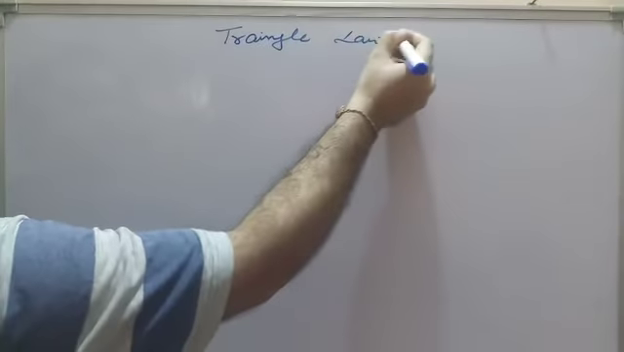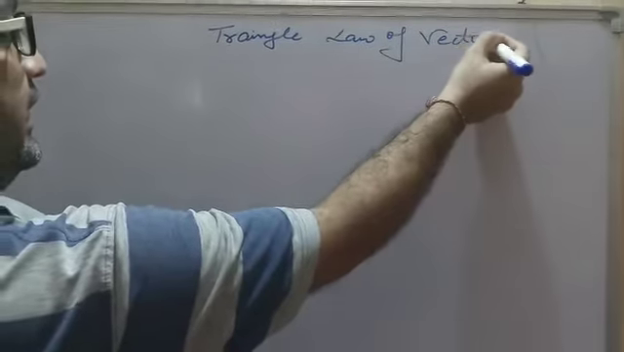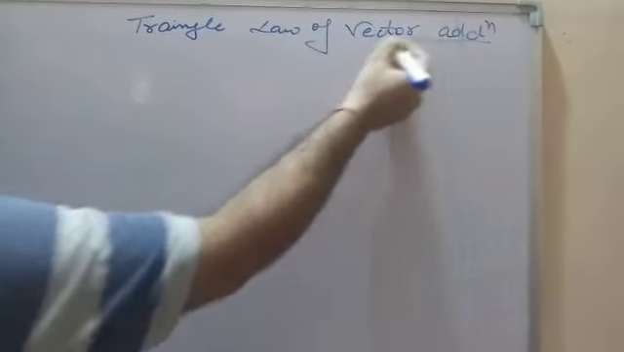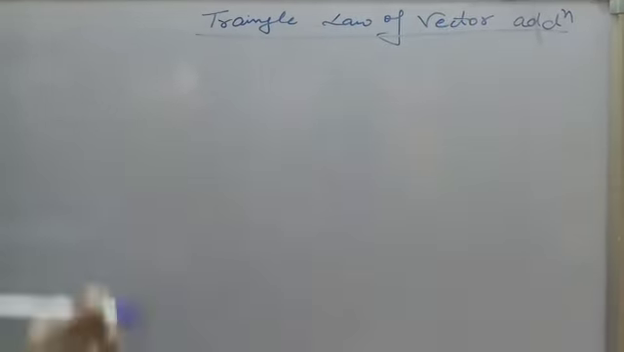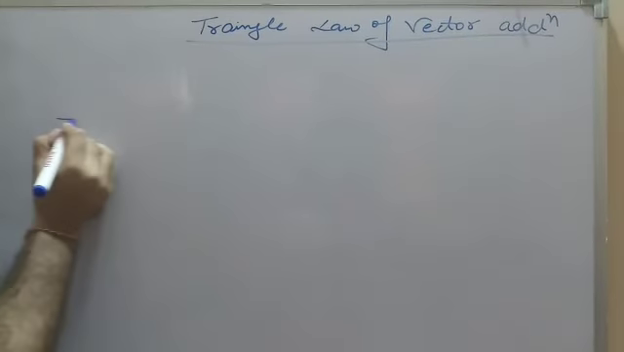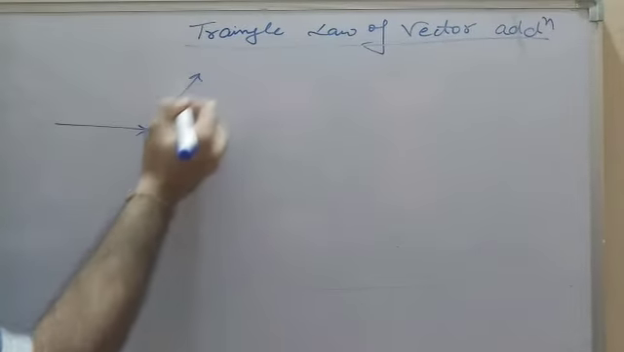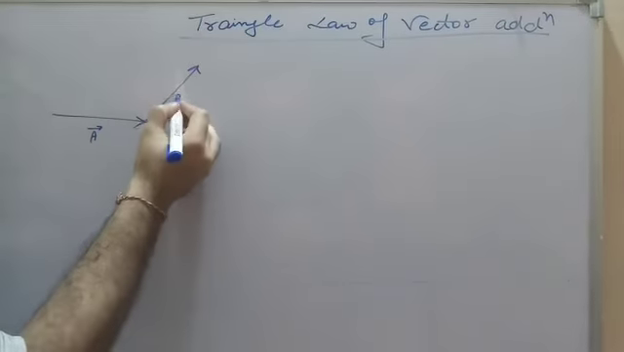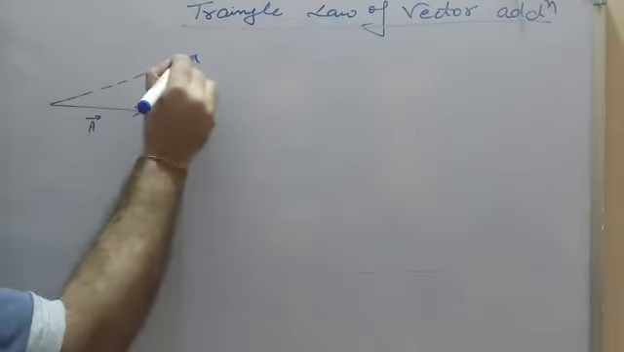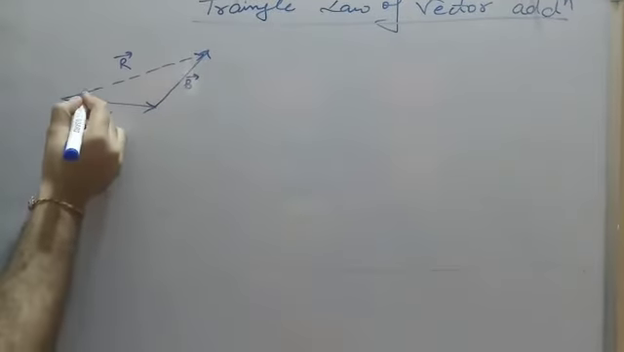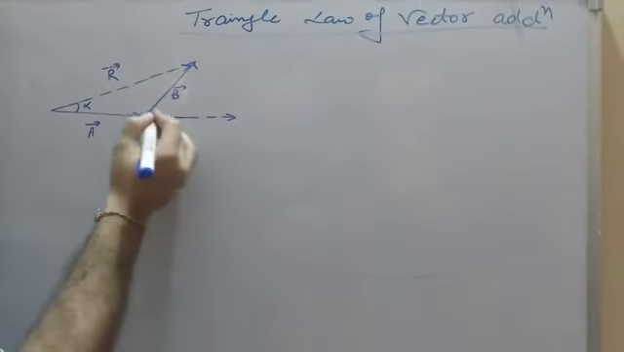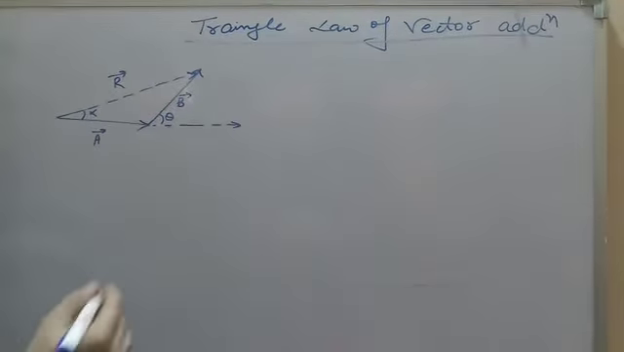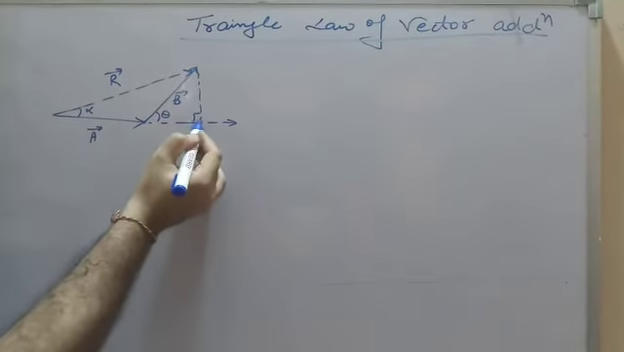Triangle law of vector addition. So this is the one law which is used to find the magnitude and direction of the two vectors. So here we have taken the two vectors, a vector and b vector, and this is the resultant r vector. Let's suppose the angle alpha is the angle between r vector and a vector, and theta is the angle between a vector and b vector, and this is the construction.